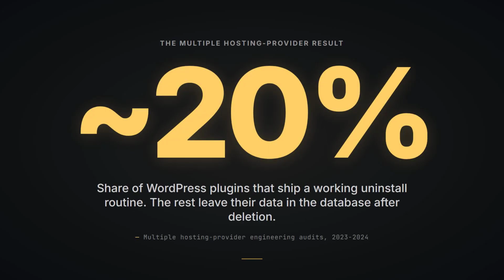Across audits of real WordPress installs run by hosting providers between 2023 and 2024, only about 20% of installed plugins ship a working uninstall routine. The other 80% leave their rows behind when the user deletes them. That is not a bug count. That is the baseline behavior of the ecosystem.